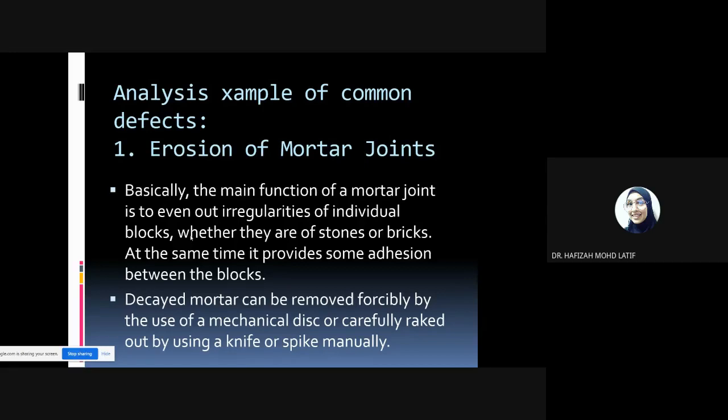Itu maksudnya mortar joints. So basically, the main function of mortar joints is to even out irregularities of individual blocks, whether they are of stones or bricks or blocks. At the same time, it provides some adhesion between the blocks. So dia macam gum, dekatkan, lepas tu dia kena straight. So antara jointings ni boleh jadi erode, means dia terhakis. Decayed mortars can be removed forcibly by the use of a mechanical disc or carefully raked out by using a knife and spike manually.